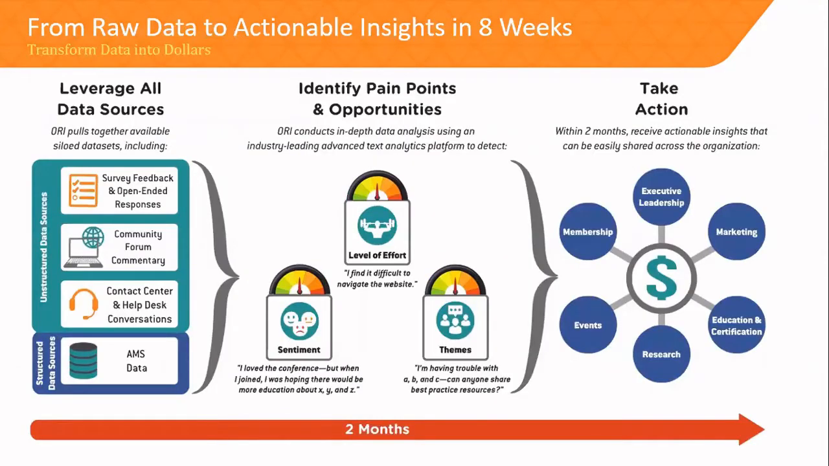The other thing we went over in part one is what the offering looks like, shifting from raw data to actionable insights in 8 weeks, leveraging all data sources, whether it's survey open-ended feedback, community forum commentary, contact center and help desk conversations, as well as your AMS data. Then, with your strategic objectives in mind, we conduct analysis, find the pain points and opportunities, and bring them back to your teams in often very individualized dashboards, so that they can not only take the findings, but also do a little slicing and dicing on their own if they want to, in addition to the work that we have done to find those insights and take action very quickly.